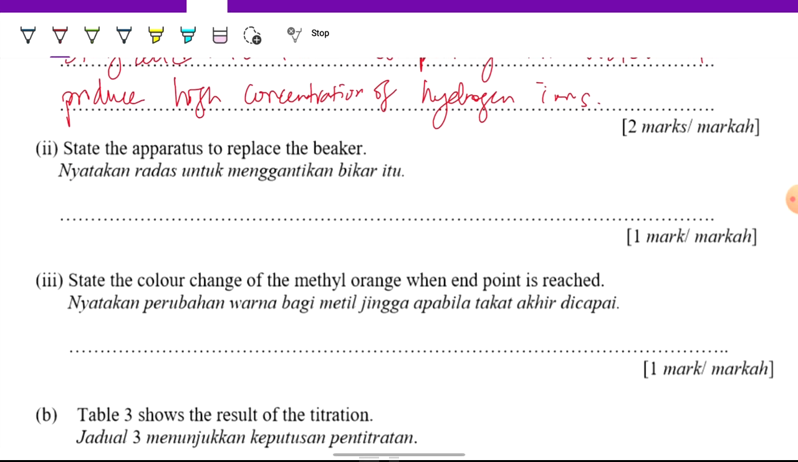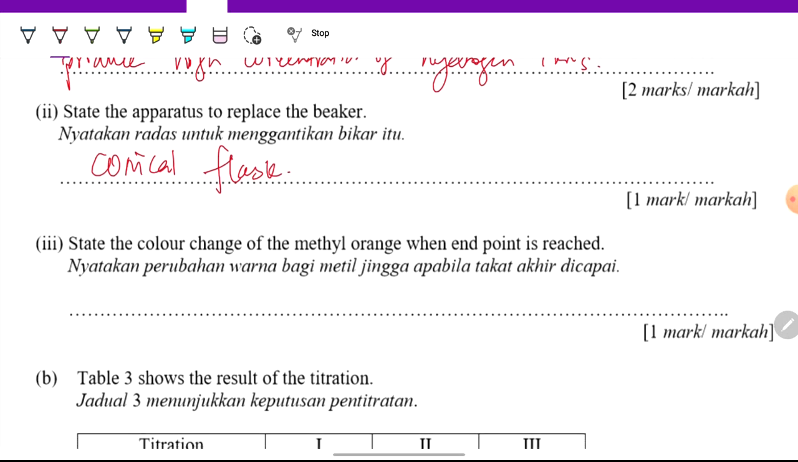State the apparatus to replace the beaker. It should be a conical flask. State the color change for the methyl orange when the endpoint is reached. Initially it is yellow, then it changes to orange. You must mention the color change from the initial to the final color.